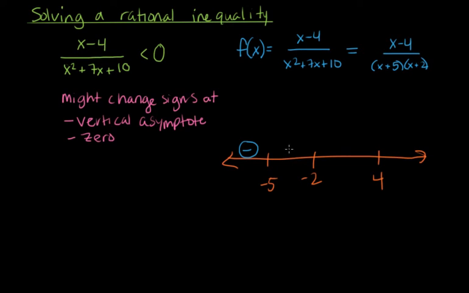Let's test -4. It's going to be negative on top, positive here, and negative here, so a negative over a negative is positive. Let's test 0. We have negative on top, positive, positive on the bottom, so that's going to be negative. And then let's test 5. Positive on top, positive, positive on the bottom, so this is going to be positive.